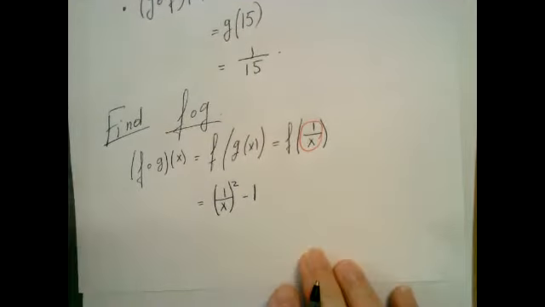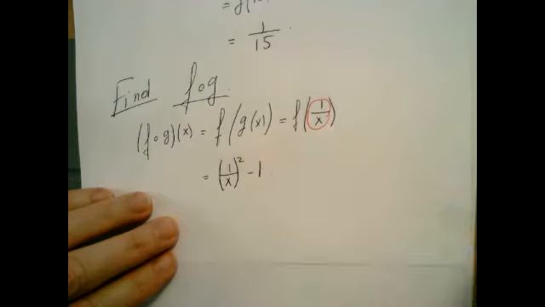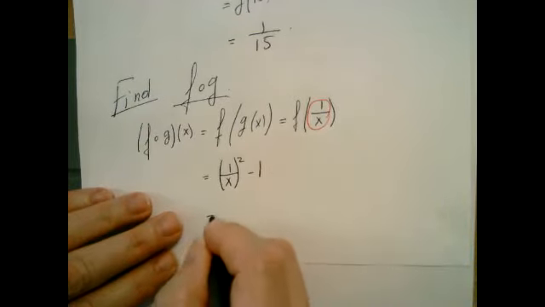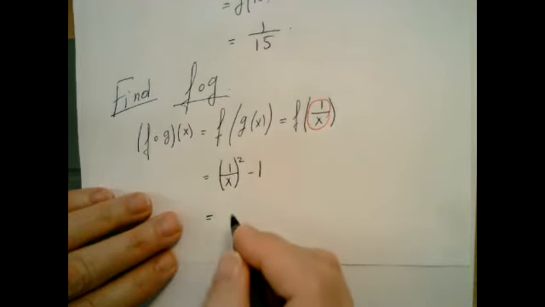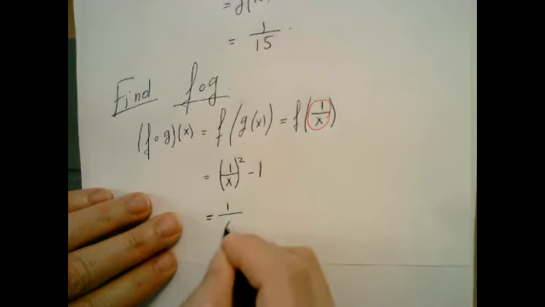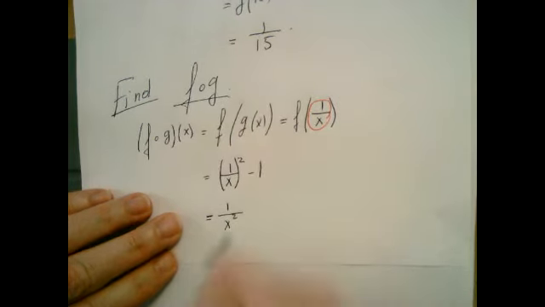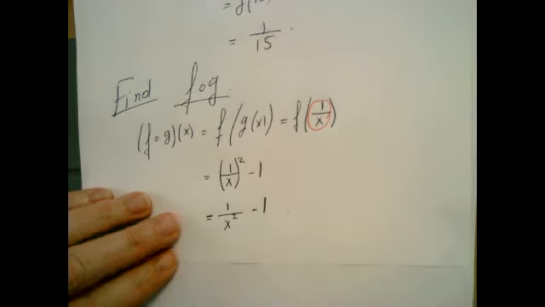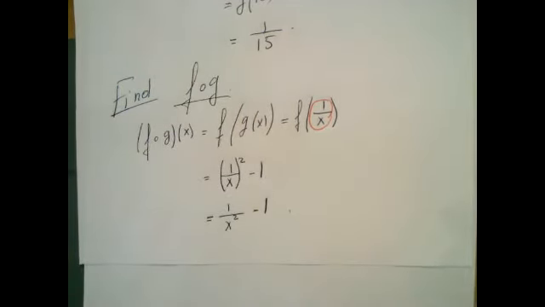Now, if we do a little bit of algebra, just to practice this, we're almost there. What's 1 over x squared? It's 1 over x squared, minus 1. You can leave it like this if you want.